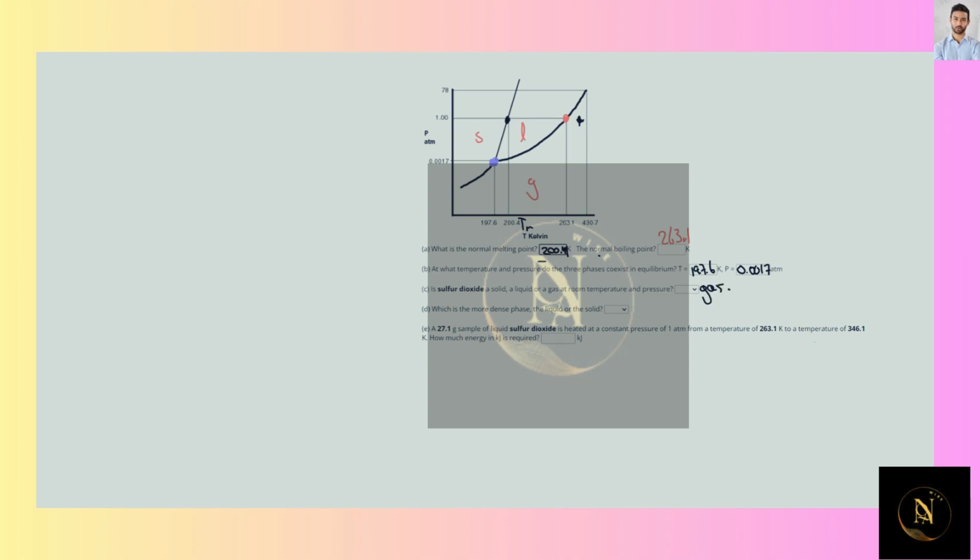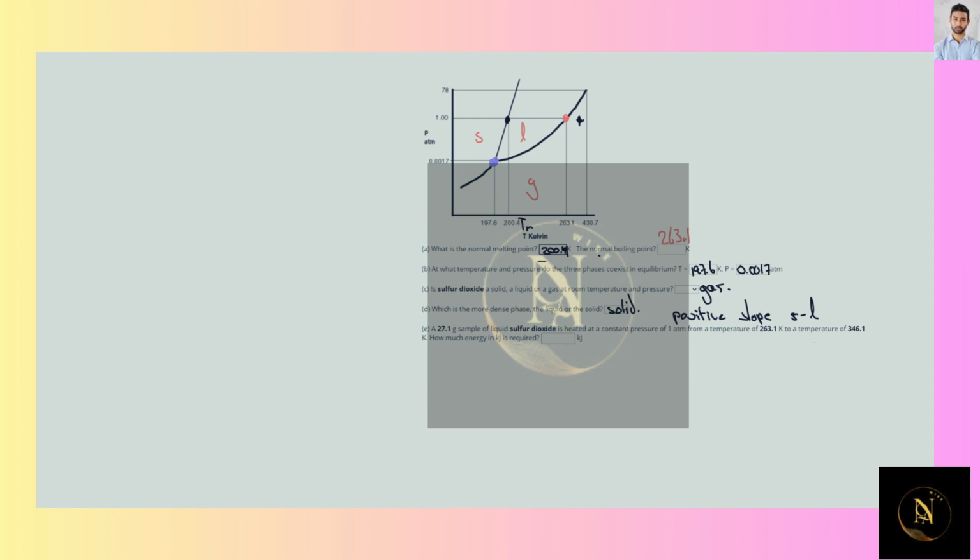Which one is going to be the more dense phase, the liquid or the solid? In this case, we have a positive slope on the solid-liquid intersection, so that means that the solid is going to be more dense.